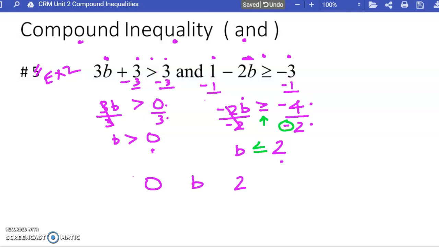If I look at the 0 up here, my sign is pointed toward my 0, so I'm going to point my sign toward my 0. If I look at the sign over here, it is pointed toward my b, and that is how I figure out how to write my answer.